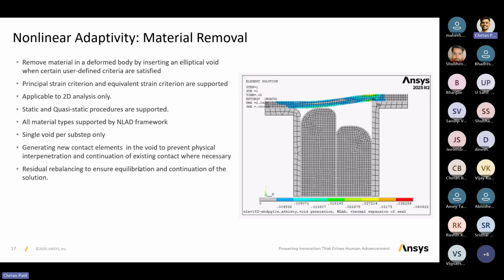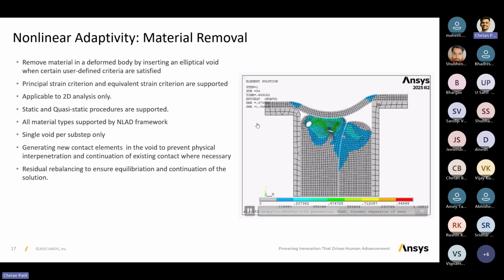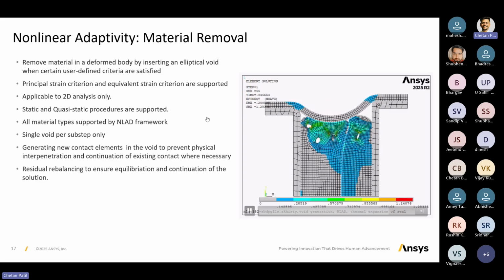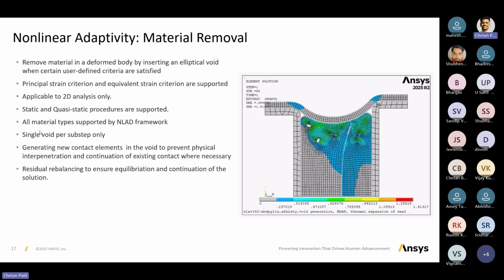So if I would play the animation, you can see how the non-linear adaptivity of the mesh is getting generated, and you can see the voids that are getting created between the geometries over here. So those voids are only supported to be created per substep over here in a single manner.